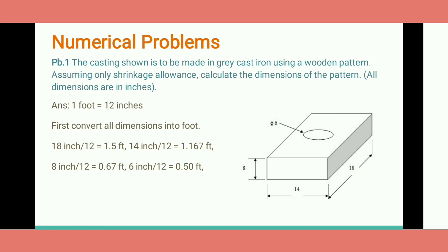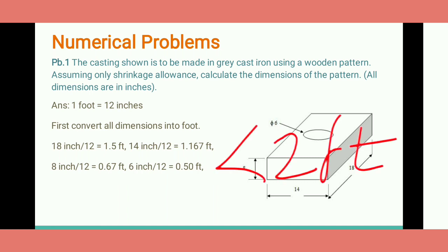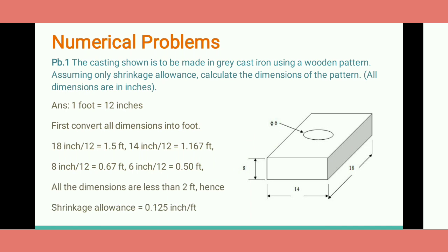Now if you see the dimensions in feet, all 4 dimensions: the length is 1.5 feet, the width is 1.167 feet, the thickness is 0.67 feet, and the diameter is 0.50 feet. All these dimensions are lesser than 2 feet. So the rate of contraction will be 0.125 inch per foot. One more thing: if the dimensions are less than 2 feet, we take this rate of contraction, but it doesn't mean that for all the individual dimensions we have to take this as 0.125.